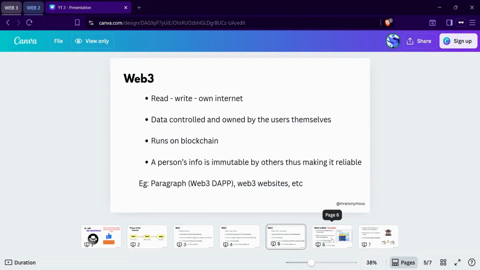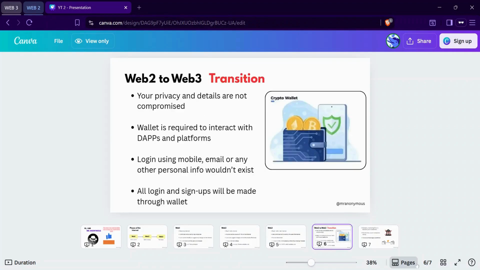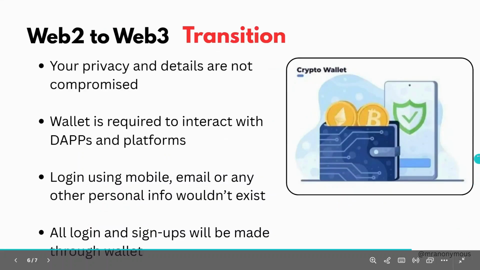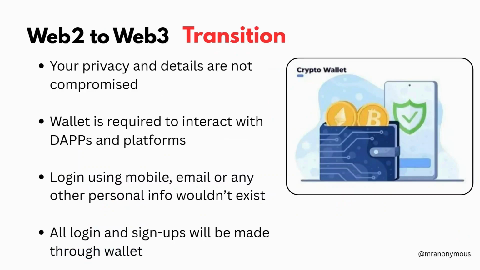So now I will show you the transition, how it will be from Web2 to Web3. Before showing that, I will give some more details on the Web2 to Web3 transition. So why is it necessary? The Web2 to Web3 transition is necessary because it is very safe and reliable, so that your details and privacy are not compromised. You don't need to give your name, your age, your phone number, email ID, nothing. You will be assigned an ID, a wallet address.